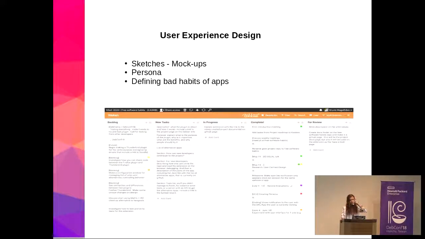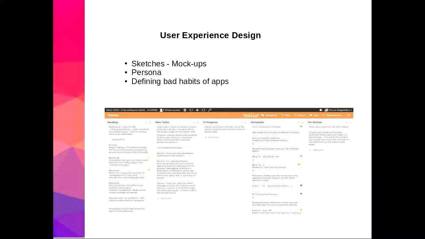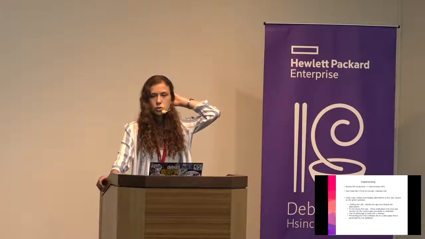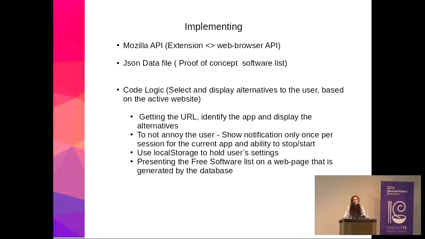I started by making the user experience design. I made some sketches and mock-ups, and then the persona, and then defined the bad habits of apps as research. Then I started implementing it by coding it. I used the Mozilla API to make my extension communicate with the web browser API. I created a JSON data file. It's like a proof of concept to just take the data, because this is later going to be a real database.